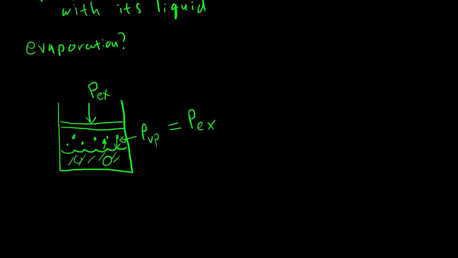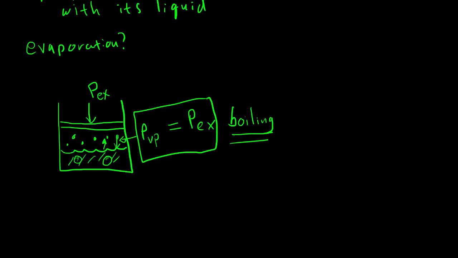But little gas bubbles can form inside here, so this is supposed to be not a molecule but a bubble filled with gas. So if the vapor pressure inside this bubble is equal to the external pressure, then the bubble will not collapse. And we know what happens when you see bubbles forming in the bottom of a liquid, right? It's boiling, right? So this is the definition then of boiling. Boiling happens when this condition is met. So when the vapor pressure of the liquid equals the external pressure.